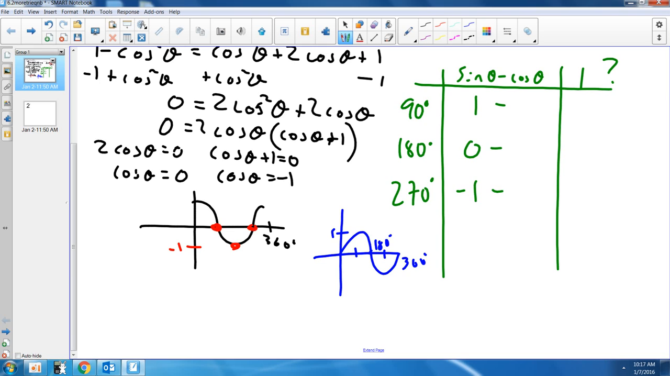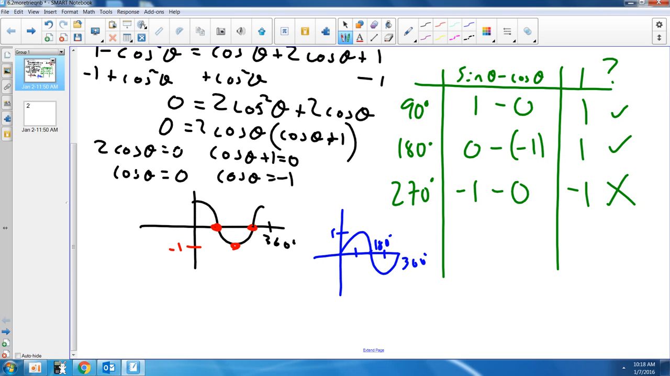Cosine theta, I'm going to the other one. Cosine of 90 degrees is going to be 0, negative 1. Be very careful with the minus negative. And then at 270, it's equal to 0. If you do this nice and big, you can see where you're going here. 1, 1, and negative 1. These two work, and this one does not work.